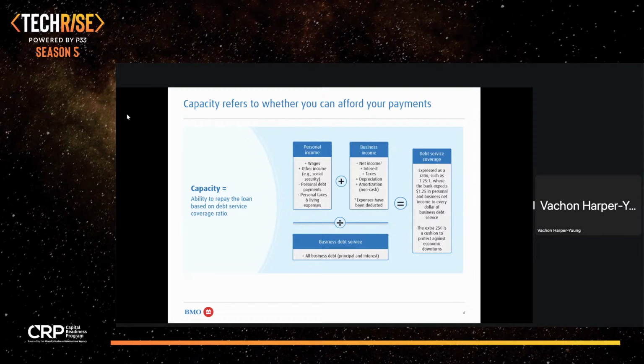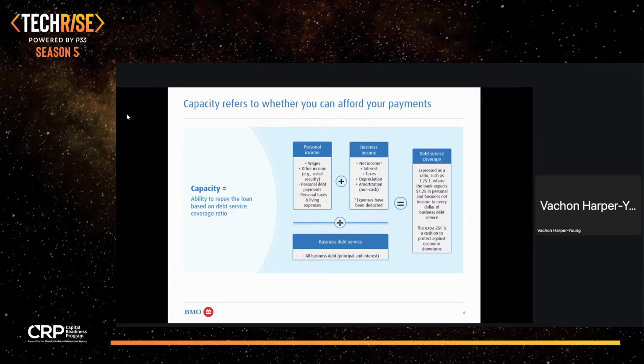And that's taking your personal income, which is your wages or any other income, such as Social Security, and then minusing out your personal debt payments and minusing out your personal taxes and living expenses. So you want to kind of estimate what that is. You want to add that to your business net income, and you grab this from your tax returns, plus your interest, plus taxes, add back your depreciation and your amortization to that number.